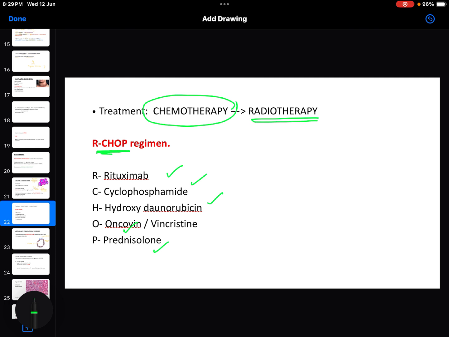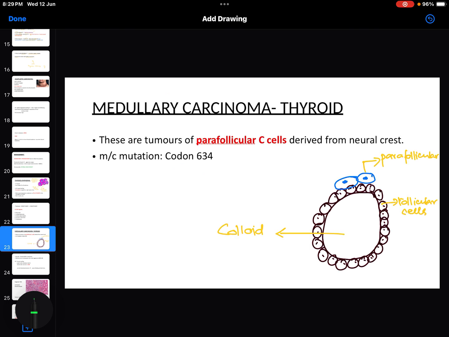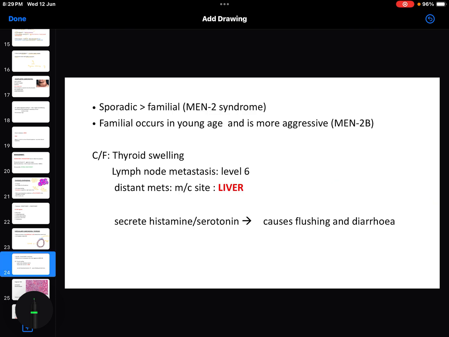thyroid lymphoma. Next we are going to see about medullary carcinoma of thyroid. These medullary carcinomas of thyroid develop from the parafollicular C cells which are derived from the neural crest. These parafollicular C cells are seen outside the follicular cells. These are the parafollicular cells. The most common mutation here is codon 634. Usually it is more common sporadic than familial.